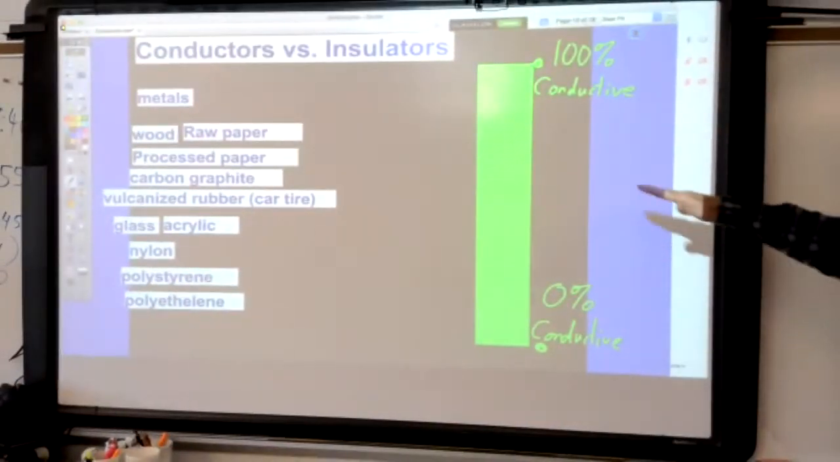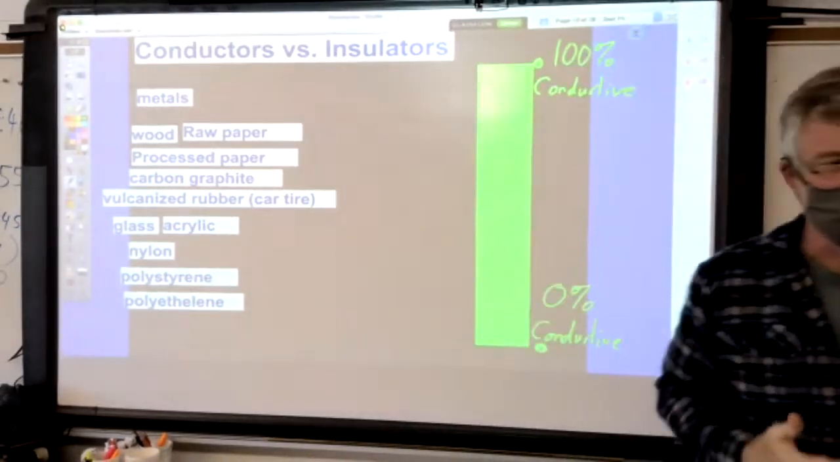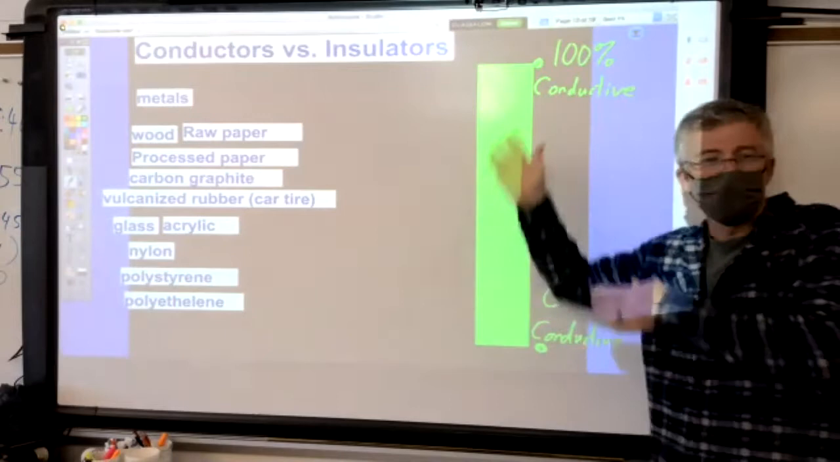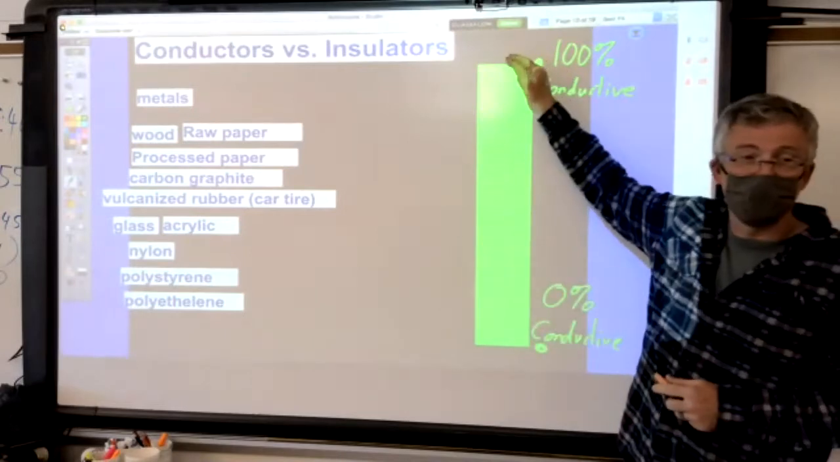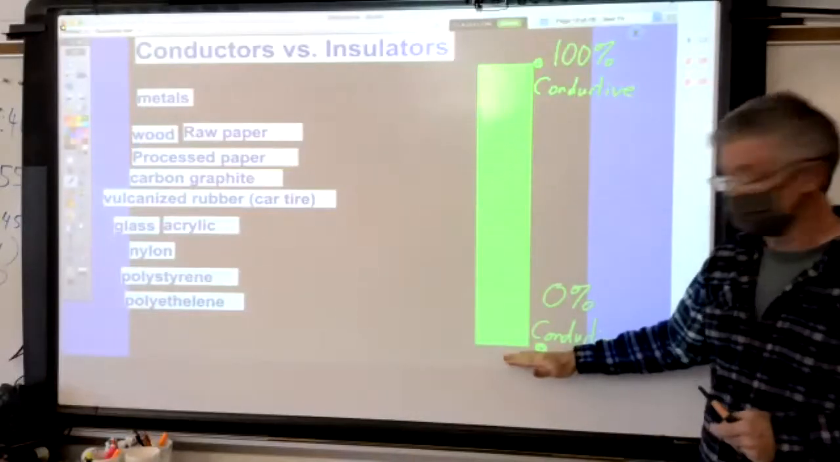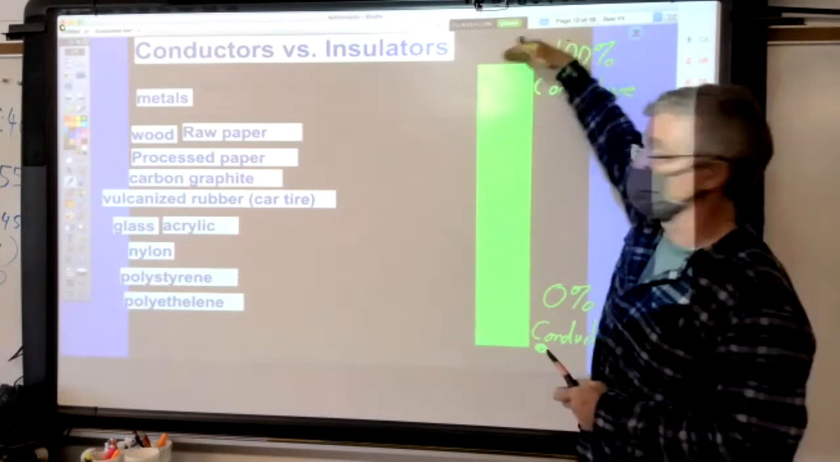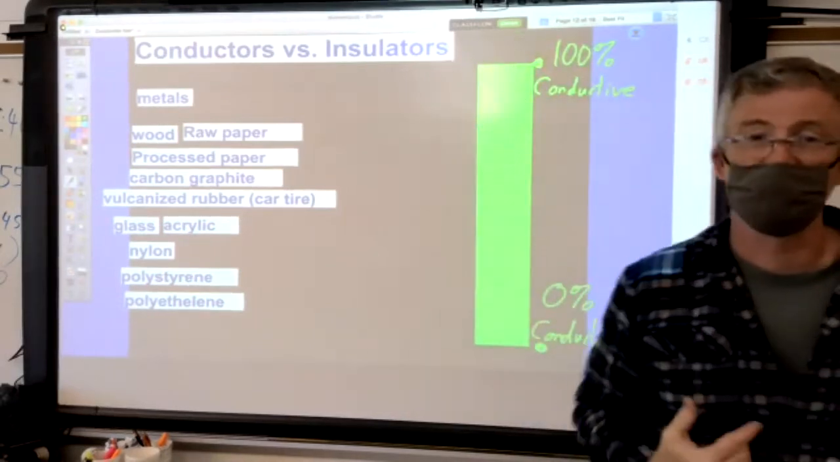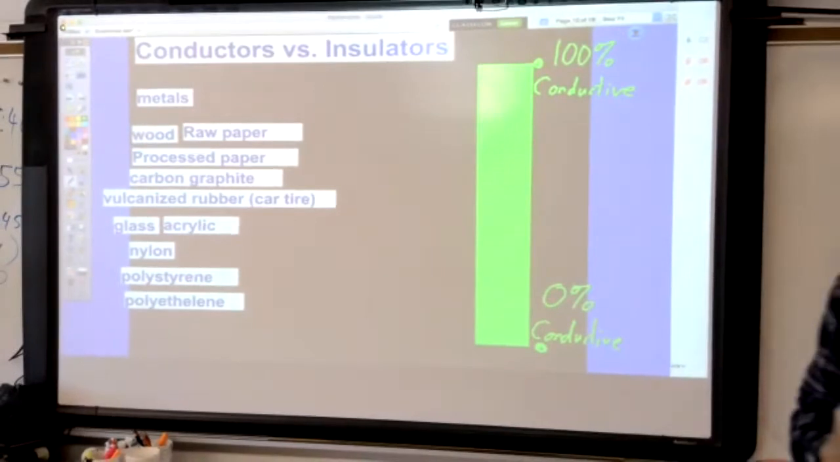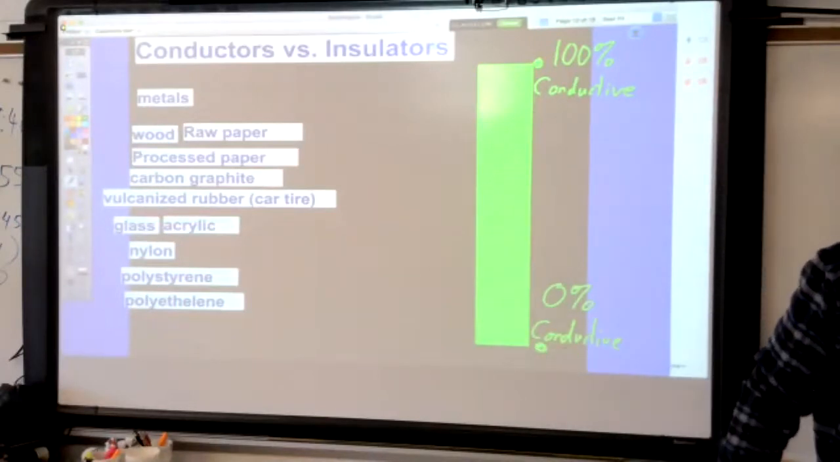All right. So anyway, this is just a bar where it's a continuum. That is, things are somewhere on this chart where the top end of the chart is 100% conductive, and the bottom of the chart is 0% conductive. So at the top, if we had any substance up here, it would be a perfect conductor. It would conduct without any electric resistance whatsoever. A perfect conductor. And down here would be a perfect insulator.